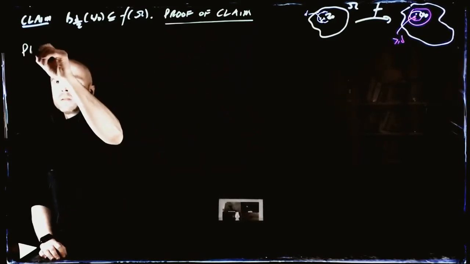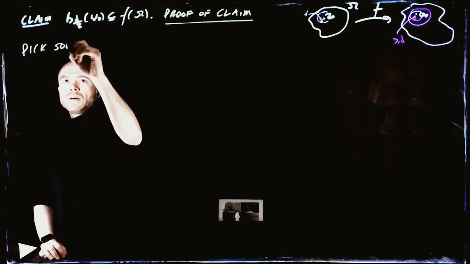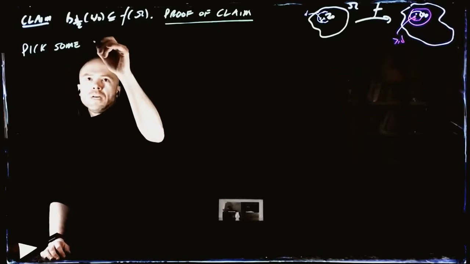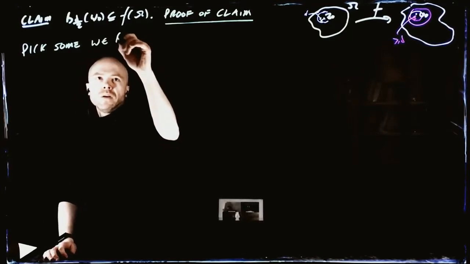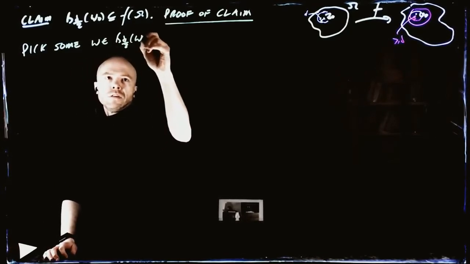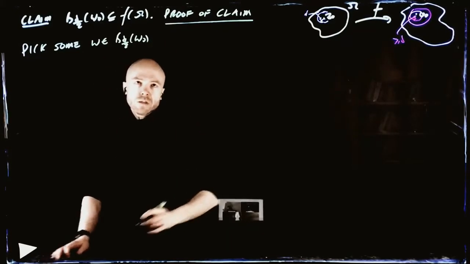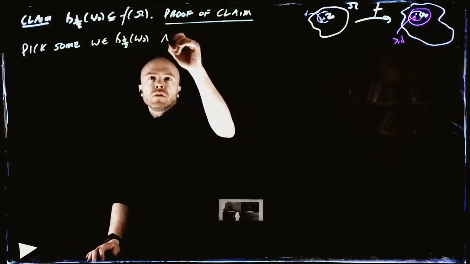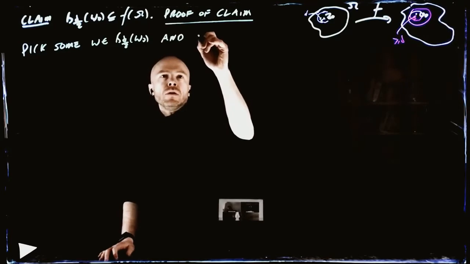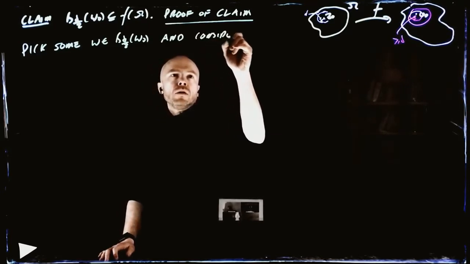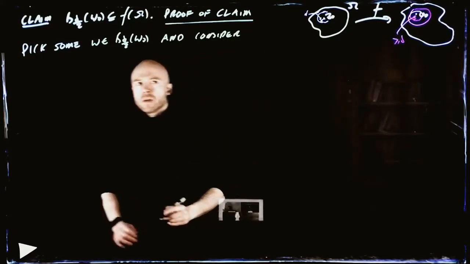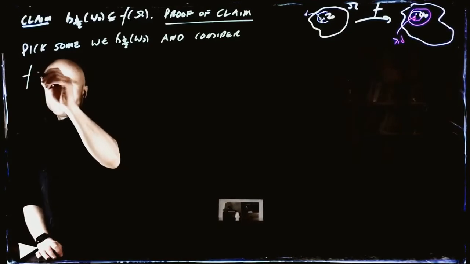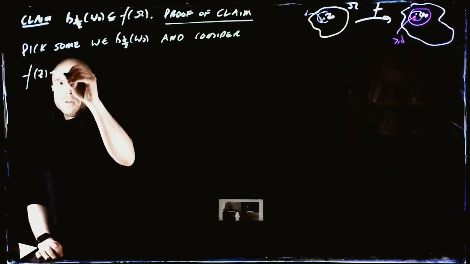Pick some arbitrary w inside this ball of radius delta over 2 around w0. Okay, and consider the mapping f of z minus w.